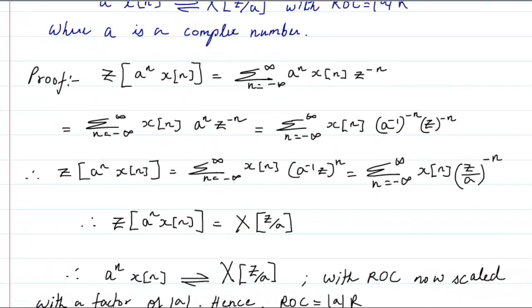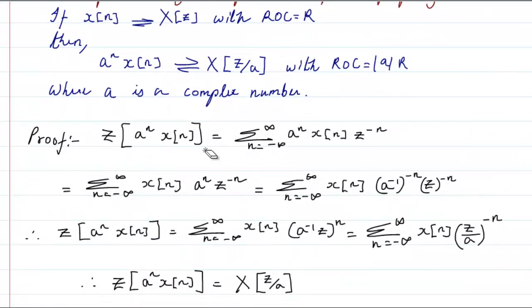The proof is quite simple. We know the equation of the z transform of a raised to power n x of n will be, instead of x of n, a raised to power n x of n, where a raised to power n and z raised to power minus n can be combined together. Suppose I have a raised to power n and z raised to power minus n; I can write that as a raised to power n, and z raised to power minus n.